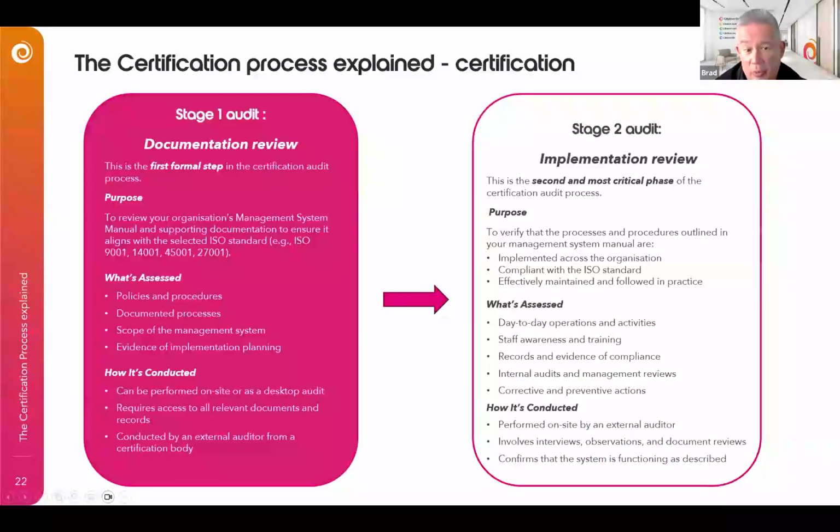We look at the staff awareness and training that's been undertaken. We look at records and evidence of compliance. We look at the internal audits and the management reviews, and we look at any corrective and preventative actions. It's performed on-site by an external auditor. It involves interviews, observations, and document reviews, and it confirms that the system is functioning as described. So as I say, once the stage 2 audit is complete, you are then certified.